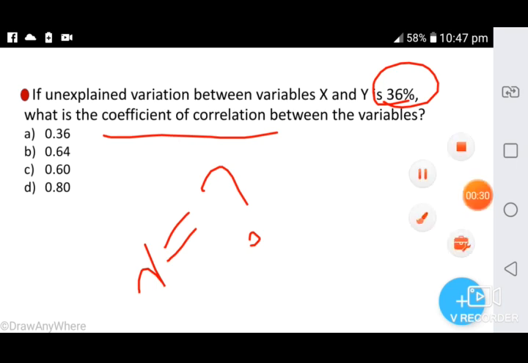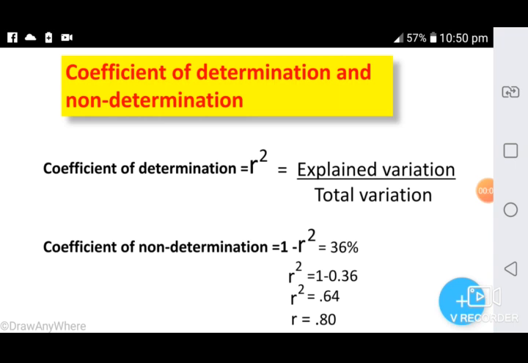Before answering this question, we must be clear about the concept of coefficient of determination and coefficient of non-determination. Coefficient of determination is the proportion of the variance in the dependent variable that is predictable from the independent variable. Here the equation: r square equals coefficient of determination equals explained variation divided by total variation.